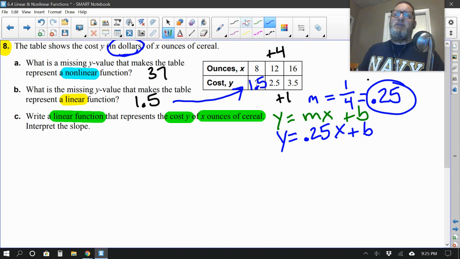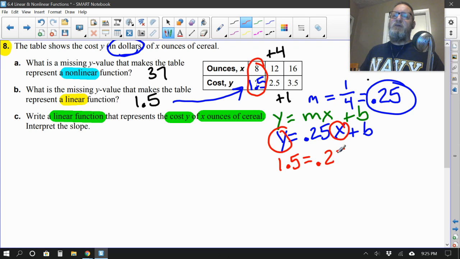Here's a neat little trick you can do. You take one of the sets of numbers in the table, and you replace the x and the y in the equation that you have so far. Solve, and then we'll end up with this b value. All right, so let's put those in. The y is 1.5. Check this little method out. Bring me down my 0.25x. Now the x was this 8, plus b.